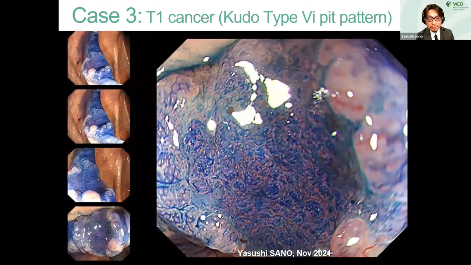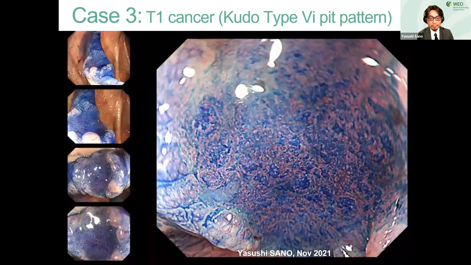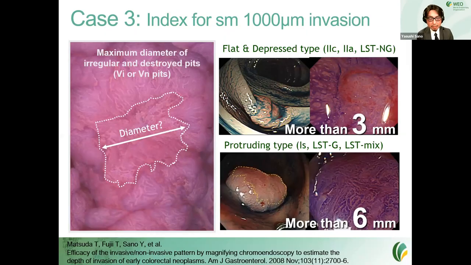And usually we Japanese observe the pit pattern. As you see, this pit pattern is irregular, Kudo type VI. So with these findings, we diagnosed a deep invasive cancer in this region. How do we diagnose such deep invasion? This is our topic: the index for SM 1000 invasion.